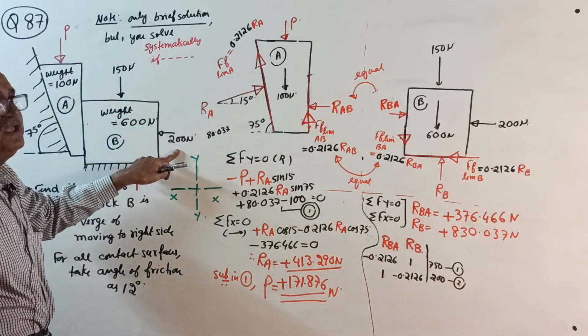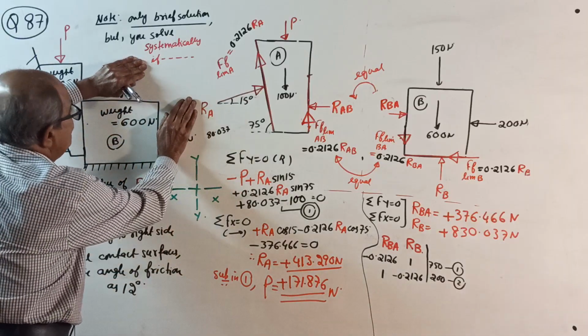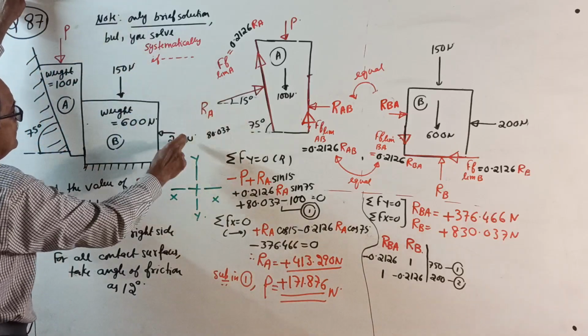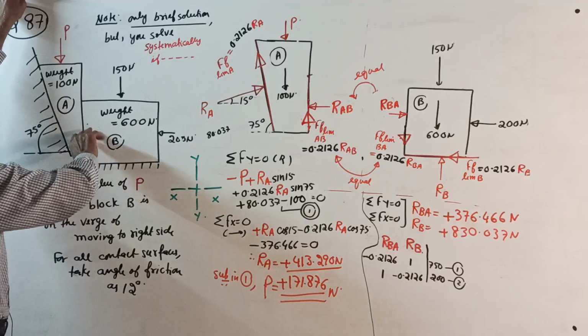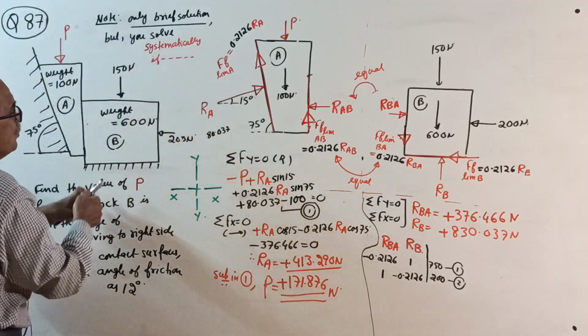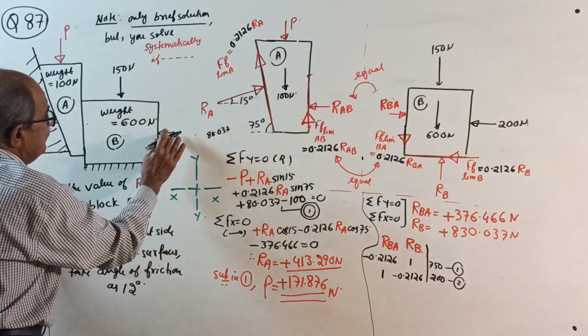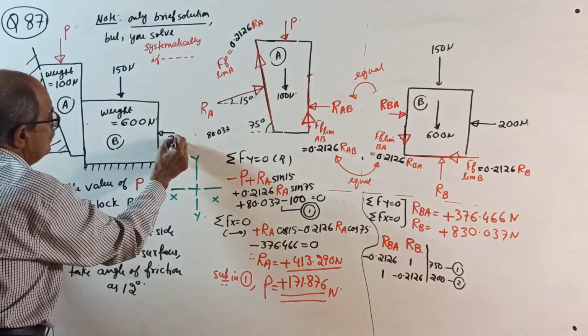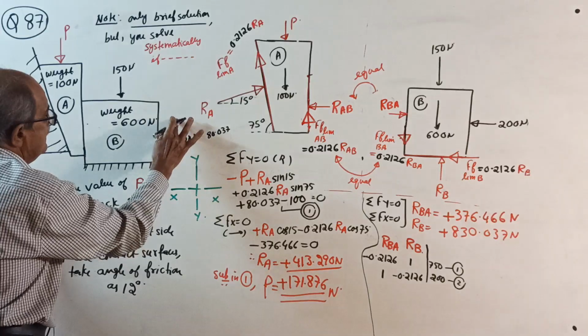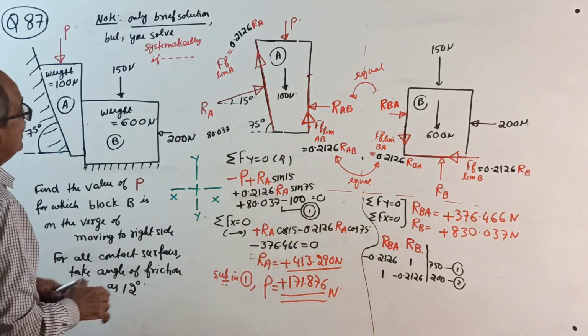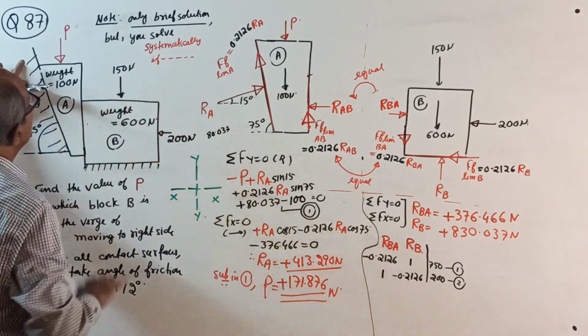They can give that. Usually it will not be there. When you want to move it to the right side, nobody will apply this force. Who will apply the force? People will go away from that. So this is 200 Newton, given. Okay, given forces.